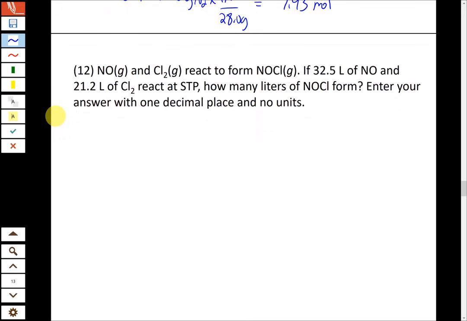All right, this one here is a gas stoichiometry problem. So we have NO and Cl2 react to form NOCl.